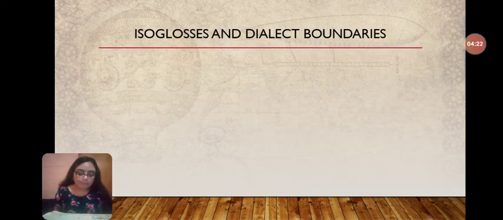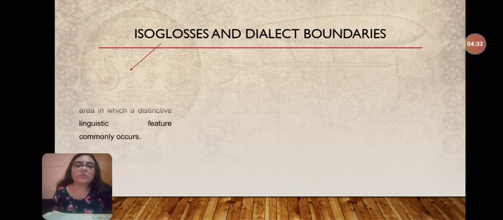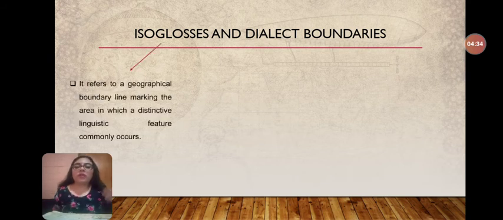So maybe we are going to wonder what are those boundaries of the regional dialect. So isoglosses can help us. They refer to the geographical boundary, that line marking the area in which a distinct linguistic feature commonly occurs.